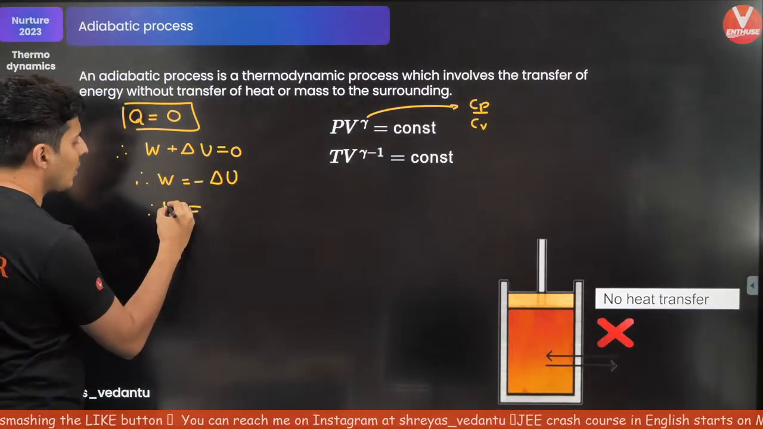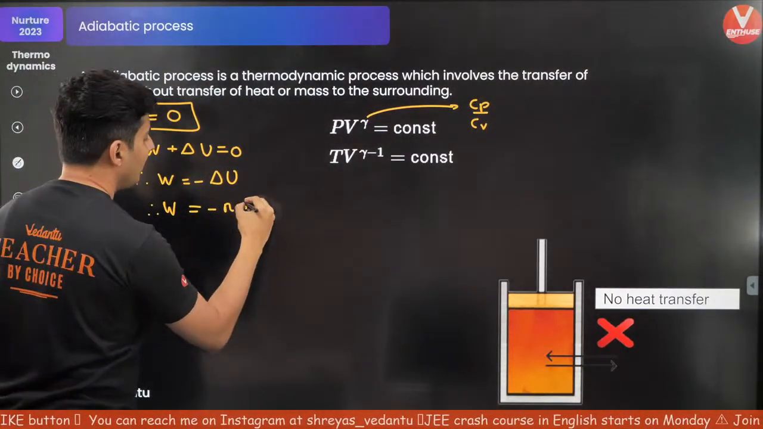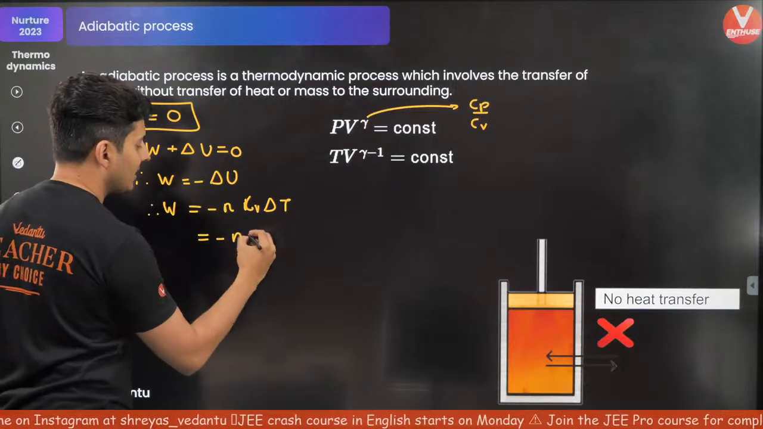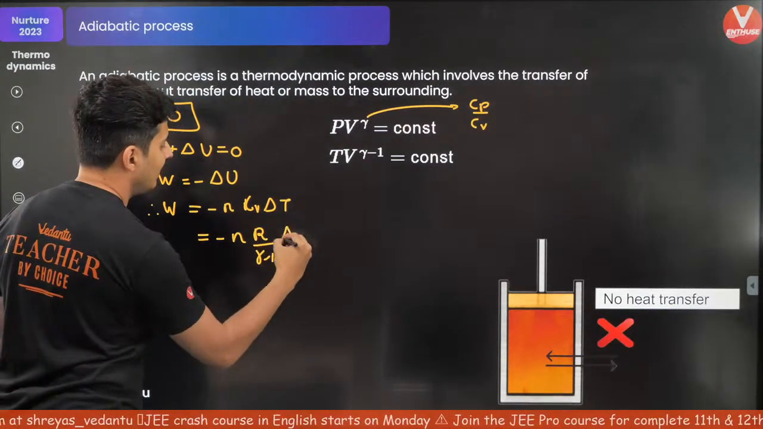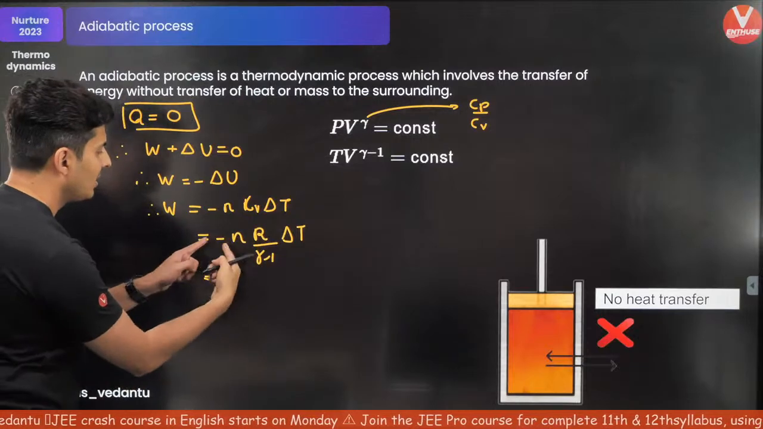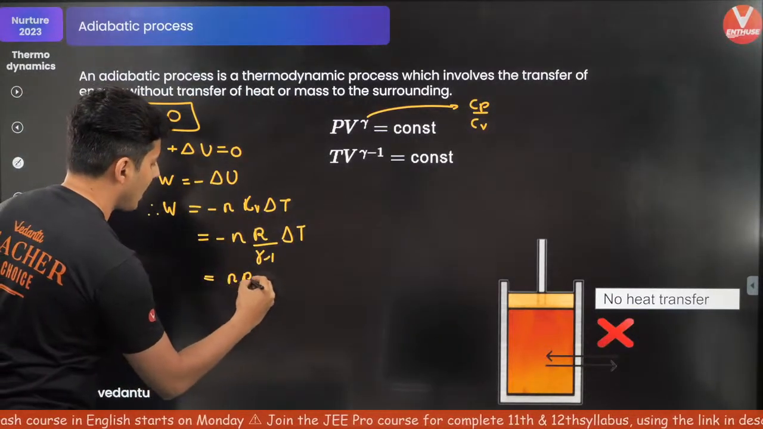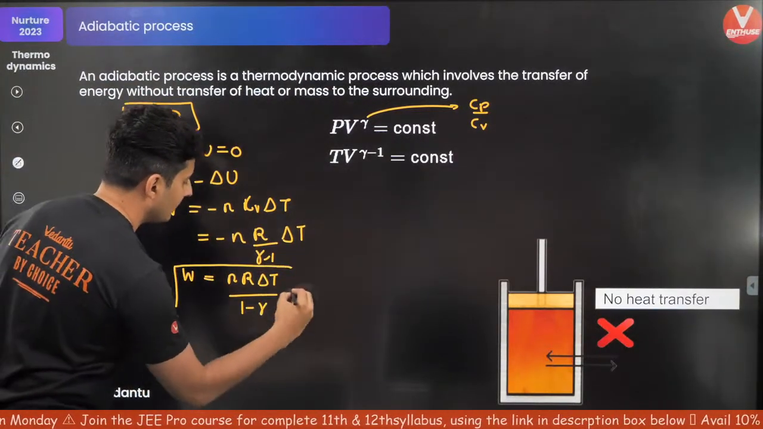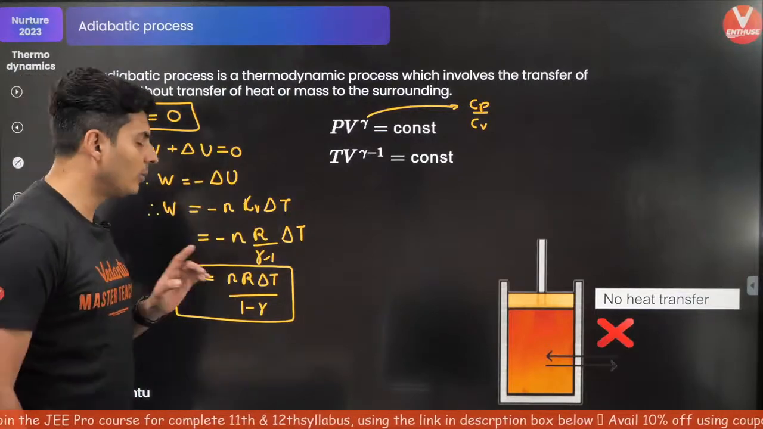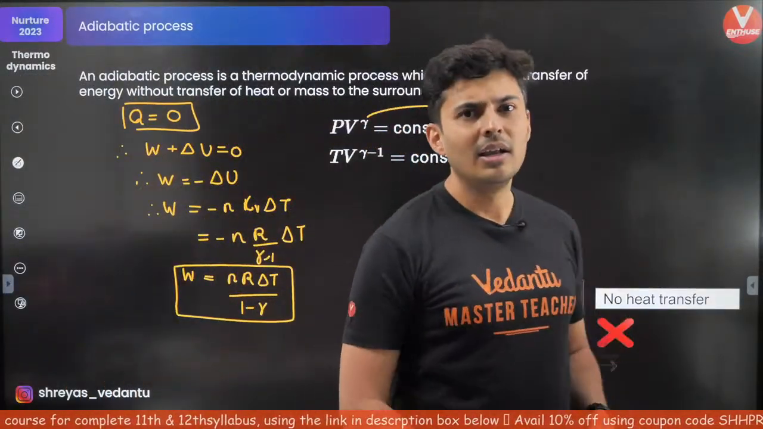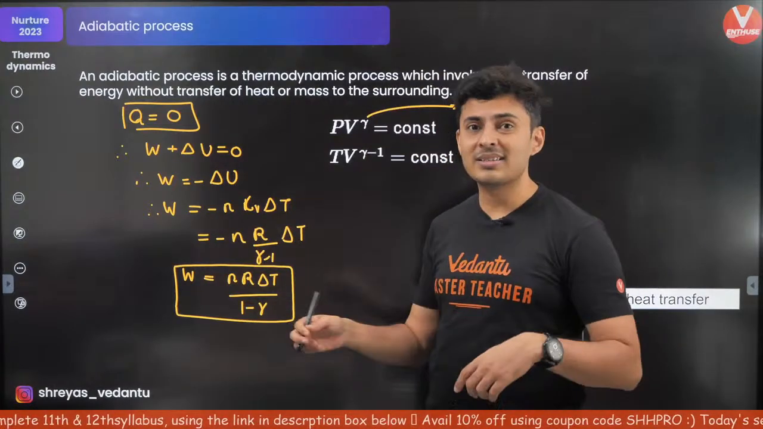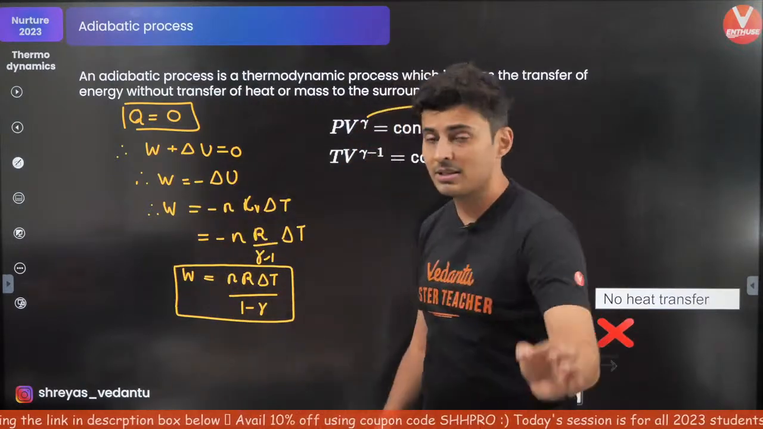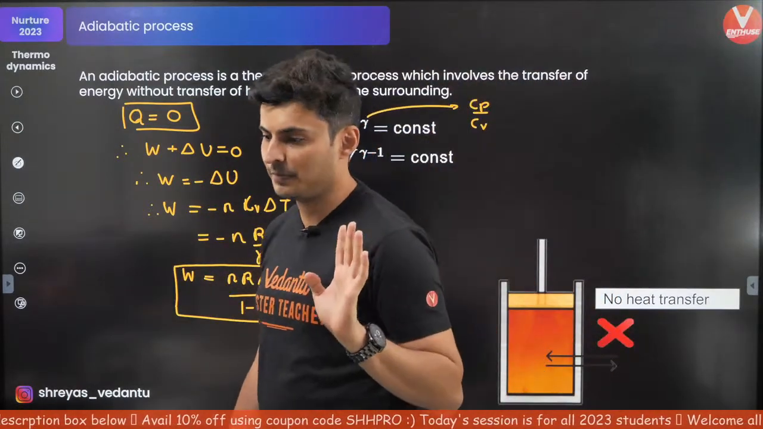And delta U, we all know, is nothing but n Cv delta T, and Cv, we know, is nothing but R upon gamma minus 1. If you want, you can put that minus sign inside and it will look something like this: nR delta T divided by 1 minus gamma. So that is your work done formula. Very, very straightforward derivation. In case you forget whether it was gamma minus 1 or 1 minus gamma, I have shown you the derivation. It is hardly 2 to 3 steps, but don't make a silly mistake in the examination.